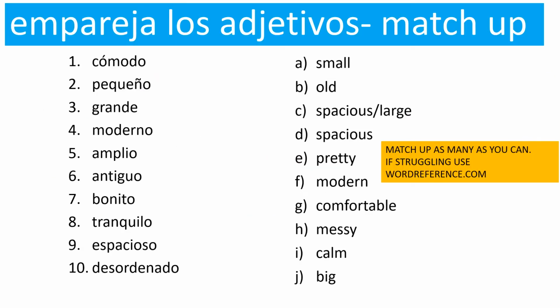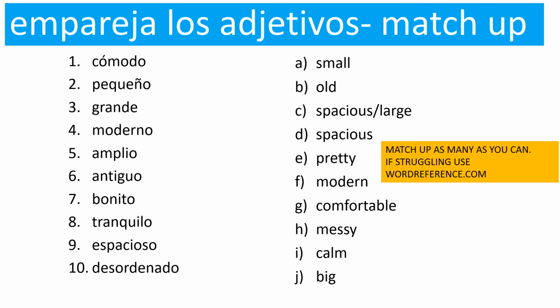Right, okay, your next slide is match up the adjectives. So you've got 1 to 10 in Spanish on your left hand side, and you've got A to J on the other side in English. So I would like you to see how many you can get through. If you want to challenge yourself, give yourself maybe 2 minutes to do it, see how quickly you can get them done. I would look out for cognates, so words that look similar in Spanish as they do in English.